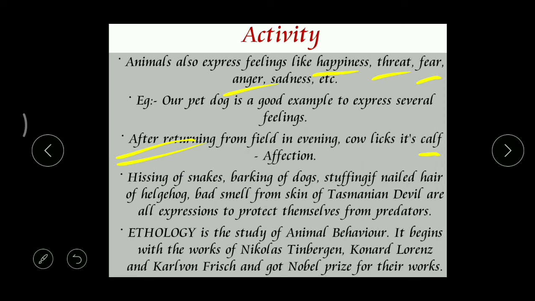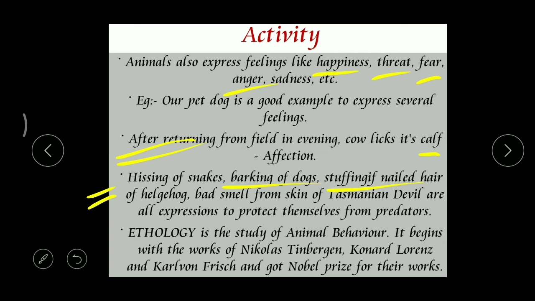Correct. And even we can find some special natures like this: hissing of snakes. Psst, psst, like this. That is the hissing of snakes, and next, barking of dogs. Whenever some strange people enter your home, at that time the dog barks. And then, stiffening of nails in a hedgehog. Hedgehog means porcupine, right? Oh, mullapandi, right?